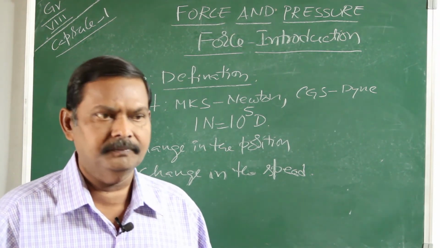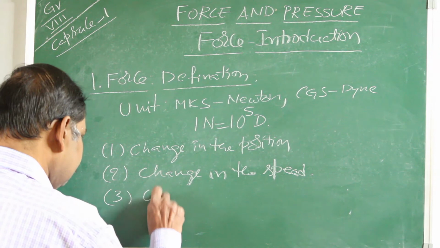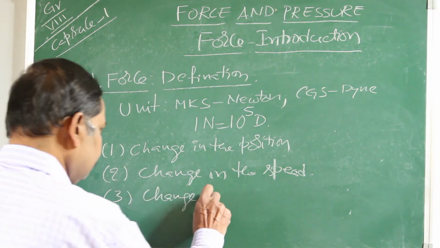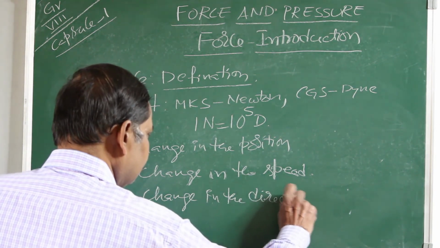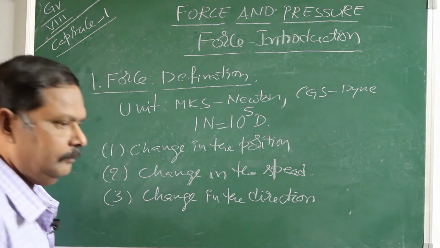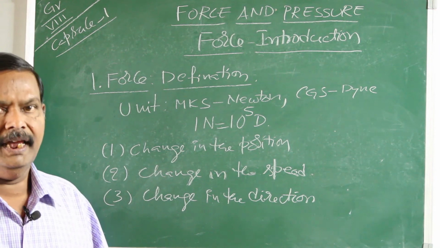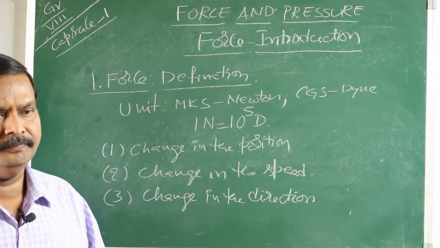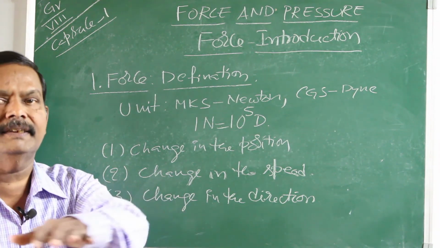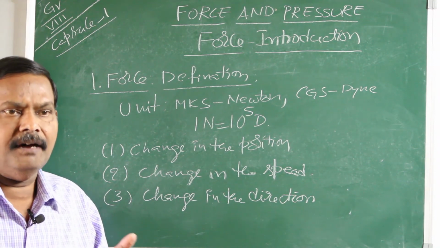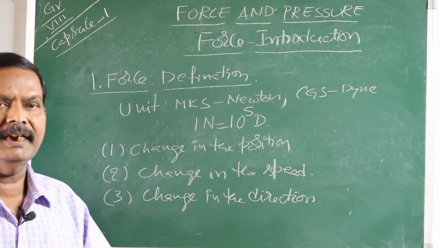The third effect is change in the direction. A person is driving a car. He observed a curve on the road. He observed that the road takes a certain curve. Then he applies some force on the steering and changes the direction of the car so that the car comfortably crosses the curve.